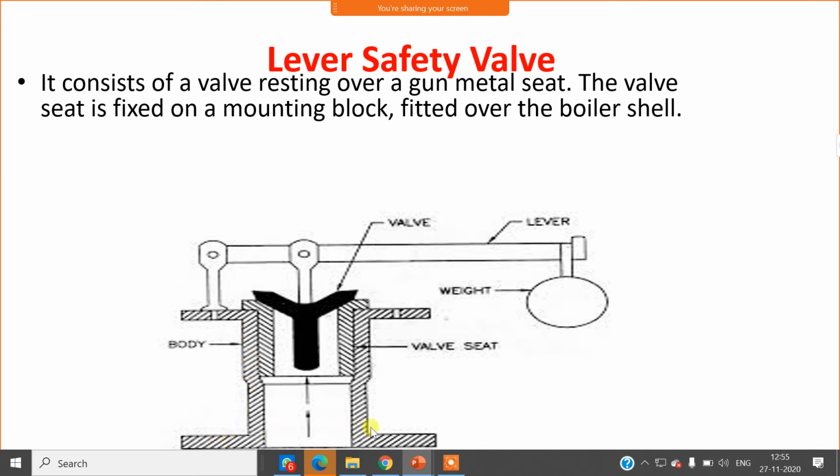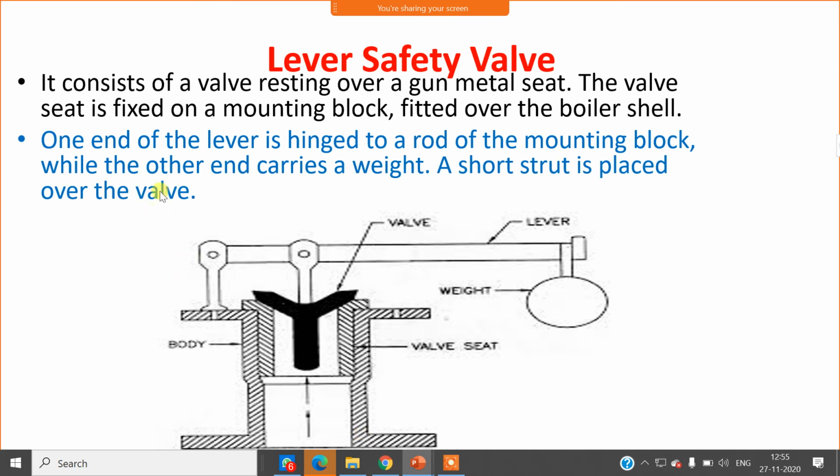This body is mounted on the boiler chest with the help of a flange. One end of the lever is hinged to the rod of the mounting block, while the other end carries the weight. By increasing this weight, we can increase the working pressure of the boiler. If we want to decrease the working pressure, we can reduce the weight connected on the other end of the lever.